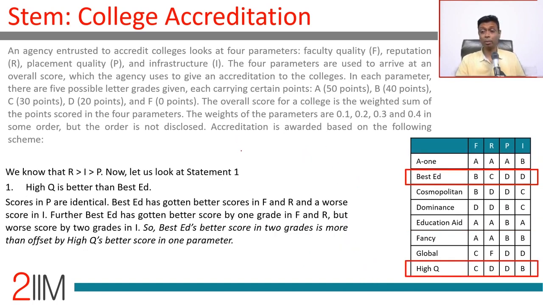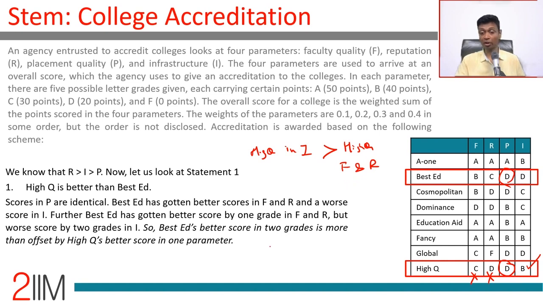High Q is better than best ed. So between high Q and best ed, P is common. High Q is better than best ed. In F, high Q is worse. In R, high Q is worse. In I, high Q is better, better by 2 slots. And so this tells us what high Q gets in I. High Q in I overshadows high Q's losses in F and R.